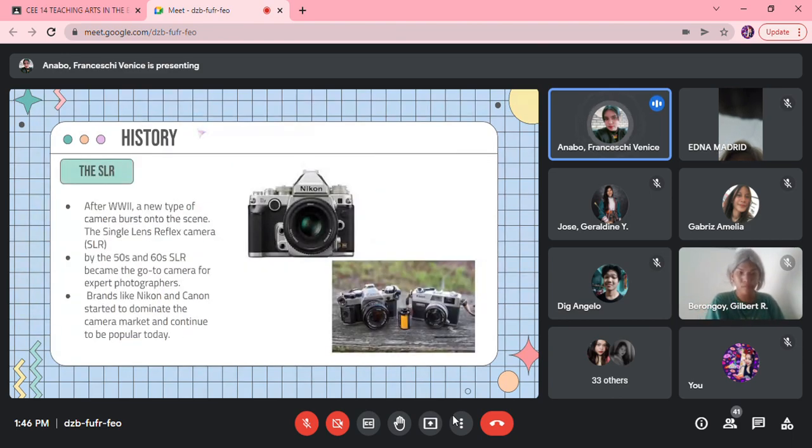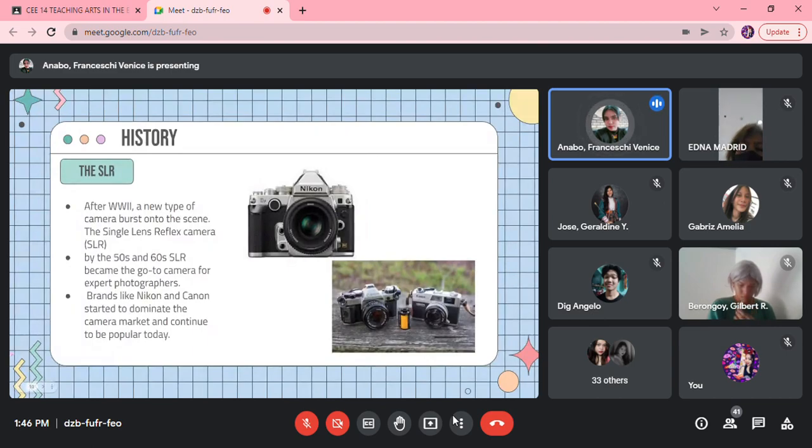Let's now go to DSLR. So after World War II, a new type of camera burst onto the scene. The single lens reflex camera, or as we usually call it, SLR. Until now, we are very familiar with SLR cameras kasi hanggang ngayon trend pa rin siya and ginagamit especially ng mga professional photographers. Actually, kahit hindi professional photographers, gumagamit nito as long as yung mga mahilig mag-picture, bumibili nito kasi maganda yung quality. So by the 50s and 60s, SLR became the go-to camera for expert photographers.